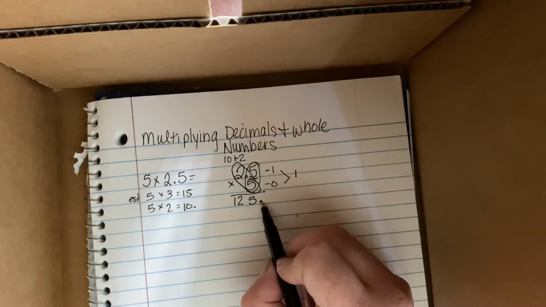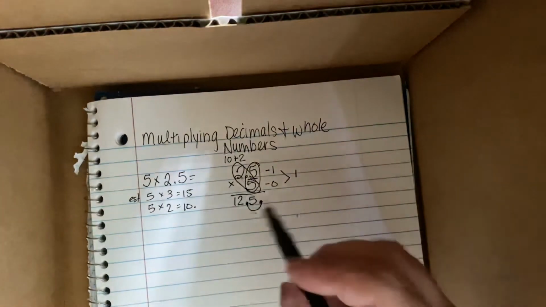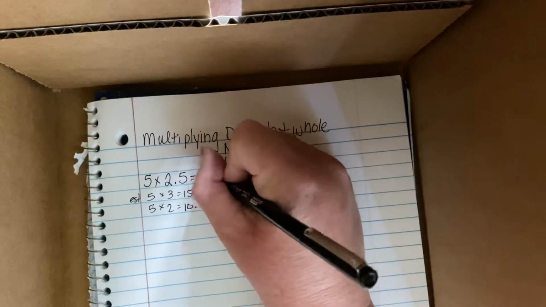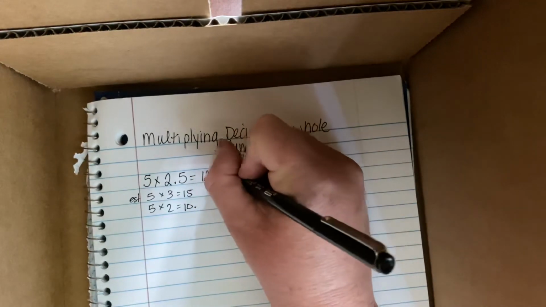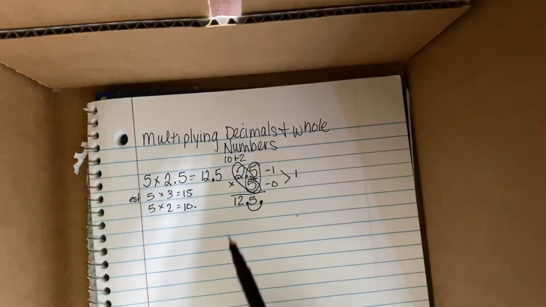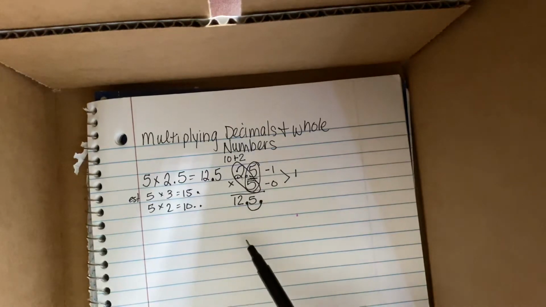I'm going to start all the way at the right and go to the left 1 time. So this equals 5 times 2 5/10 is 12 5/10. Is that reasonable with 15? Yes. Is that reasonable with 10? Yes. Okay, let's do another one.